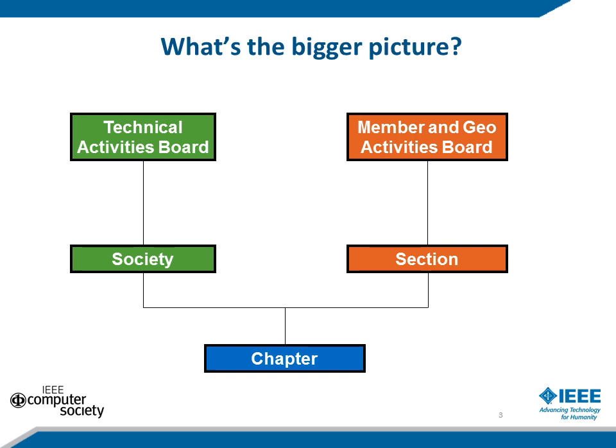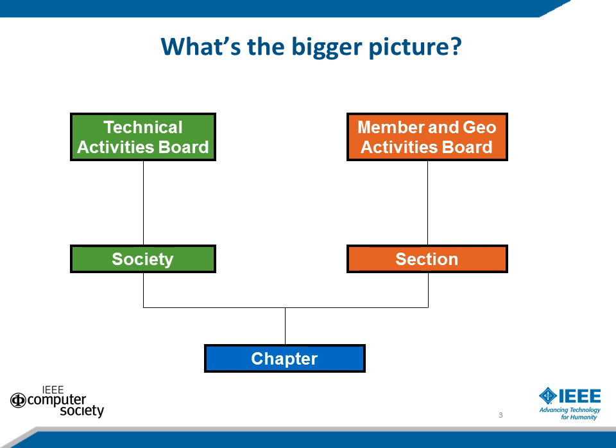Things such as there's a Nuclear and Plasma Sciences Society, there's a Social Implications Society, there's EMBS, the Engineering in Medicine and Biology Society, Signal Processing Society. So there's all these different technical societies, and one of those societies, the one we're talking about today, is the Computer Society.